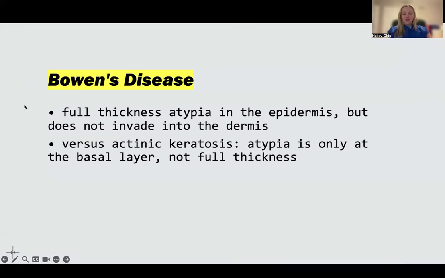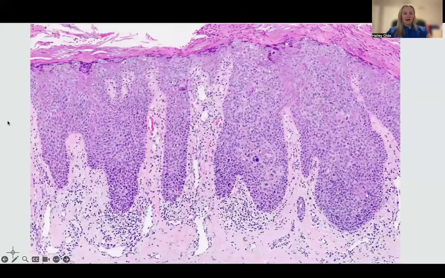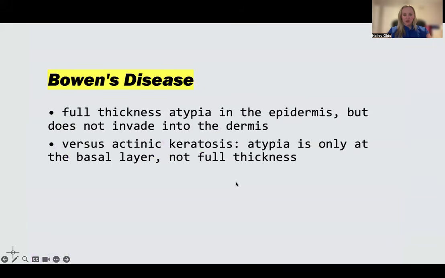Versus an actinic keratosis, I'm going to go back to the last slide. So actinic keratoses, you just have atypia in the lower third of the epidermis, and then above that would be normal. So that's the difference between an AK and squamous cell in situ. Squamous cell in situ is the whole epidermis versus an AK is just the bottom third.